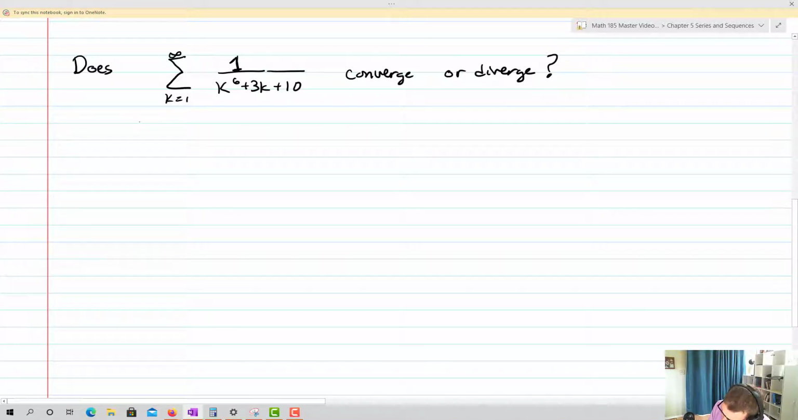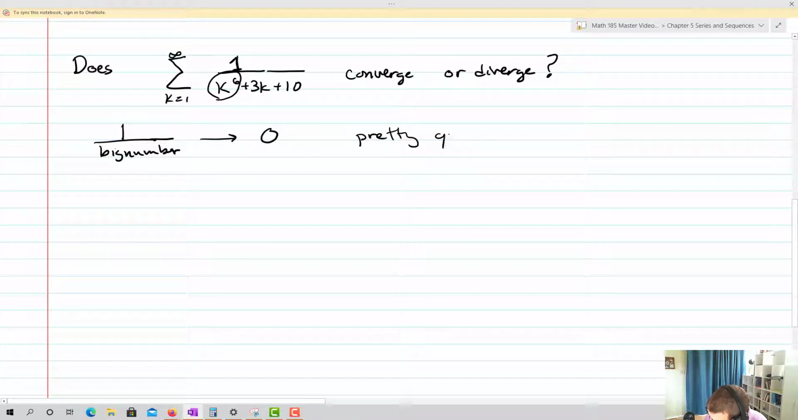So what I'm going to do is I kind of look at this, and I'm going to end up getting 1 over a big number, okay? And that's going to go to 0, and it's going to go to 0 pretty quickly, right? Because this is a k to the 6th term that's in the front. But does it go quickly enough, right? And I don't have anything that quite matches this, all right?